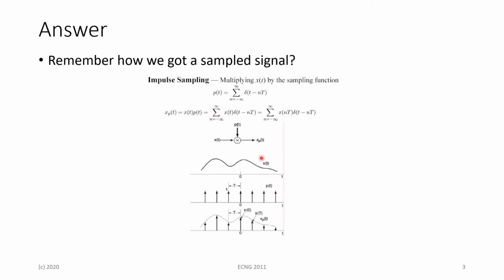So we take this arbitrary x of t signal and multiply it by our p of t, being our impulse train, and then we sample the continuous time signal x of t at certain time points, which are spaced T seconds apart, and we obtain our sample continuous time signal, which is a result of a discretized time signal.